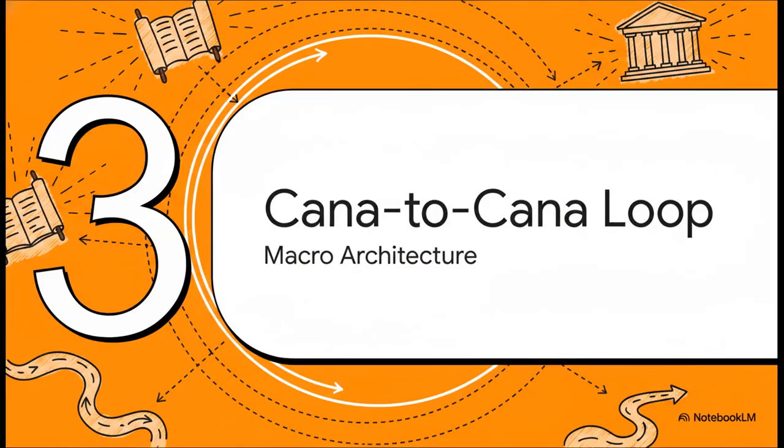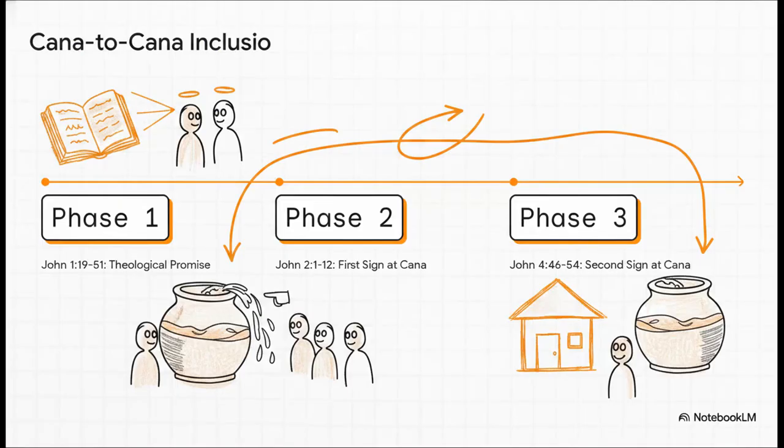Zooming out a bit, let's look at our third point, the macro architecture of the Cana to Cana loop. This localized story actually functions as a massive structural framing mechanism called the Cana to Cana inclusio, and it formally opens the Book of Signs. Think of it in 3 phases. In phase 1, over in chapter 1, Jesus makes a theological promise to Nathanael that they're going to see greater things. Phase 2 happens right here in our text, the first sign at Cana, which serves as the immediate historical fulfillment of that promise. Then, the narrative sweeps all the way to phase 3 in chapter 4, where the second sign at Cana explicitly loops back to this exact geographical setting to close the frame.